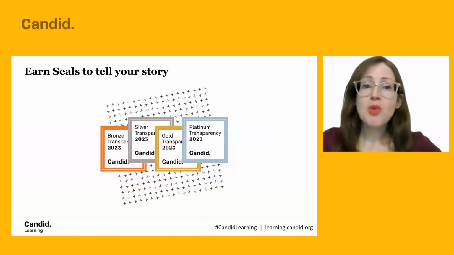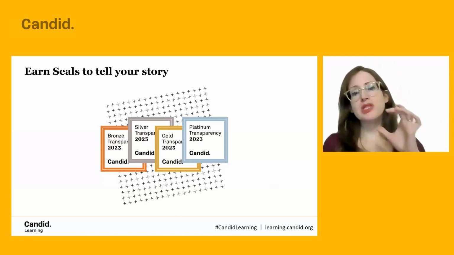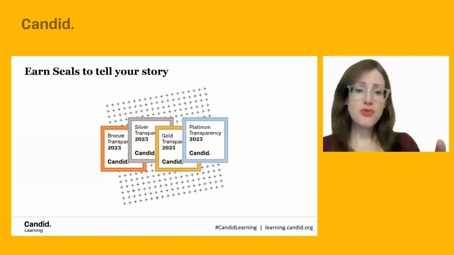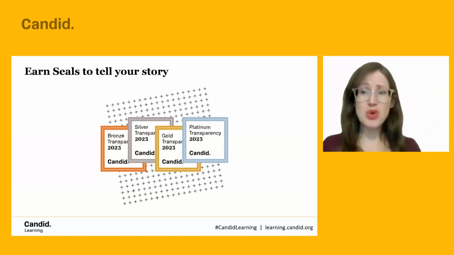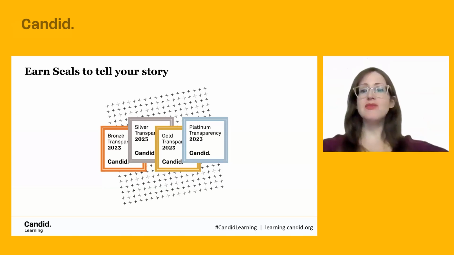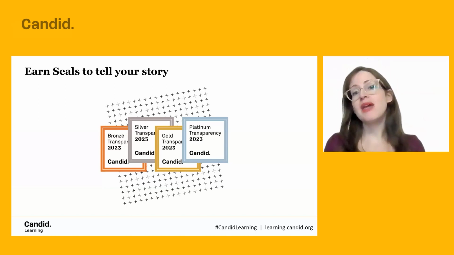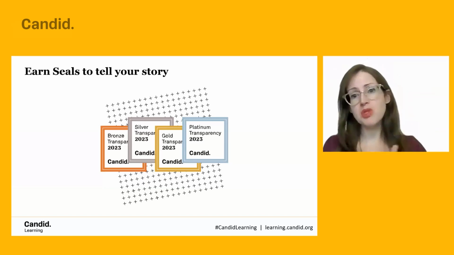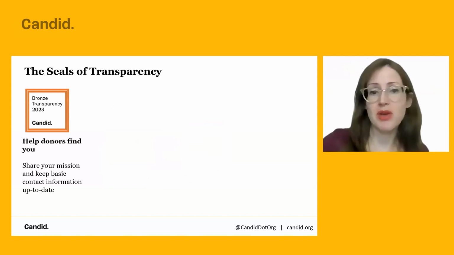Along the way, the more information that you add into your profile, the greater the seal of transparency that you earn. So these are not seals of approval, these are seals of transparency. The more information that you provide in your Candid profile, the more transparent you are, the more information is available about who you are, how you work, and how you operate. It starts from a bronze seal of transparency and moves gradually up in a buildable way until you hit the highest level, which is the platinum seal of transparency.